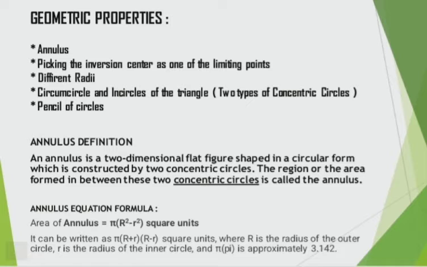Geometric properties: annulus. An annulus is a two-dimensional flat figure in circular form which is constructed by two concentric circles. The region of the area formed between two concentric circles is called an annulus. Here's the annulus formula: area of an annulus is equal to pi times the big radius squared minus the small radius squared.